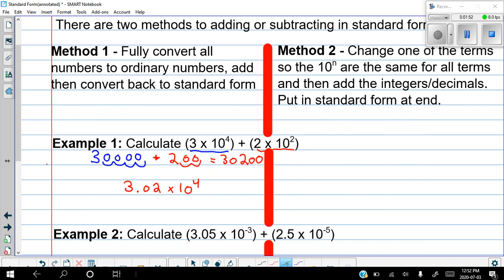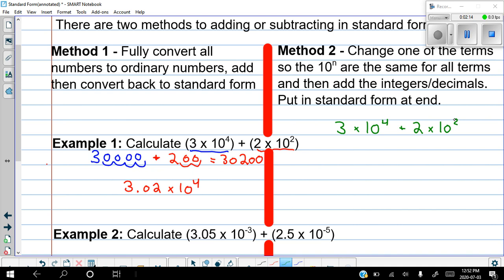So method 2, it says that we change one of the terms so that the 10 to the n are the same for all the terms. Okay? So what's this going to look like? I'm just going to rewrite the question over here. 3 times 10 to the 4 plus 2 times 10 to the 2.